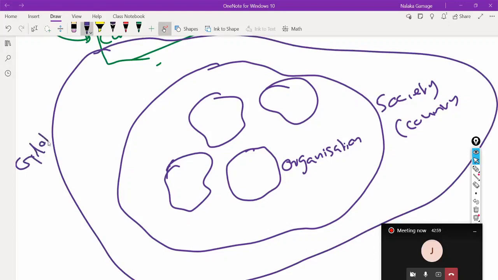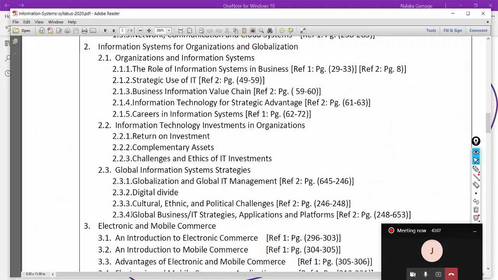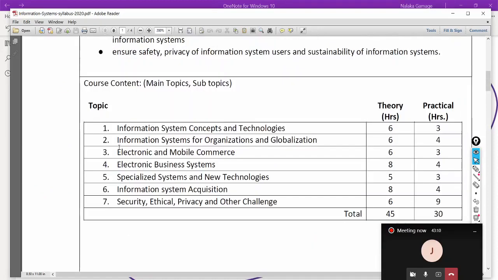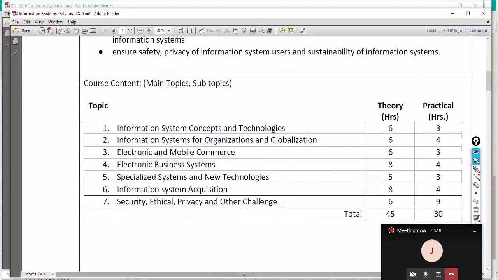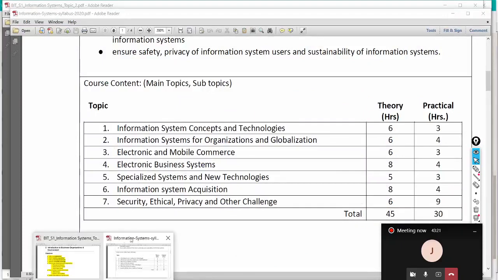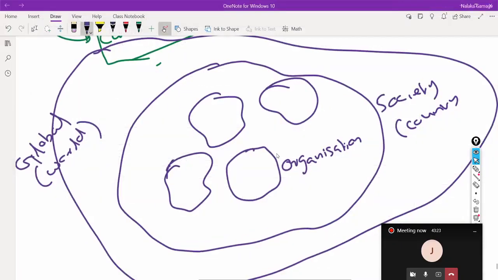Global or world context. Remember our topic is, don't forget the topic, information systems for organizations and globalization. So I already used two words now, global and organization. Global, so that is our organizational context, right? Whatever organization you are working for, that is that.